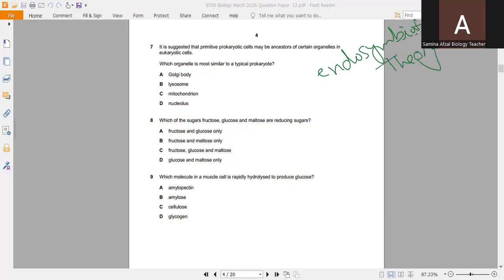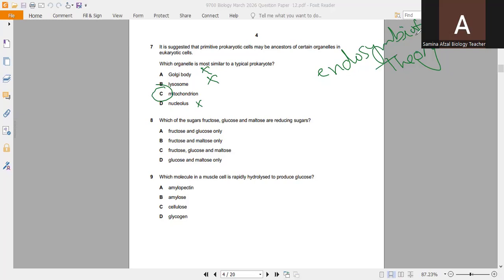This question is about this theory, which suggests that semi-autonomous organelles like mitochondria and chloroplasts evolved from primitive free-living prokaryotic cells like typical prokaryotes. Mitochondria contain their own circular DNA loops, have 70S ribosomes, and reproduce via a process similar to binary fission. So according to the endosymbiotic theory, the answer is C. Golgi bodies are used for modification. Lysosomes are hydrolytic, and the nucleolus has a different function.